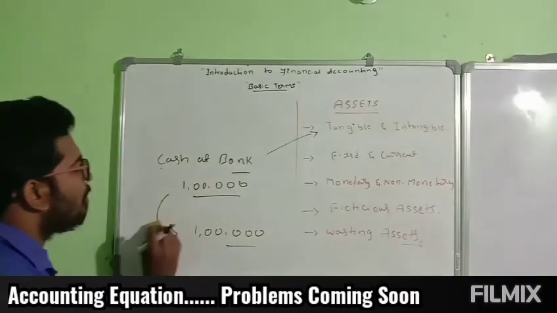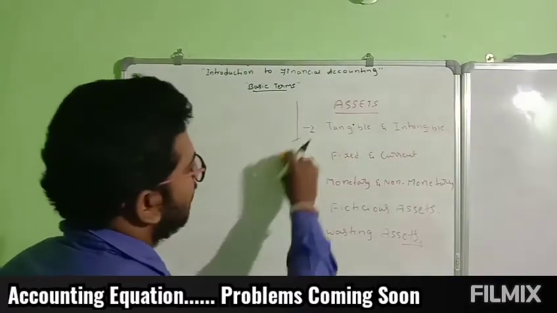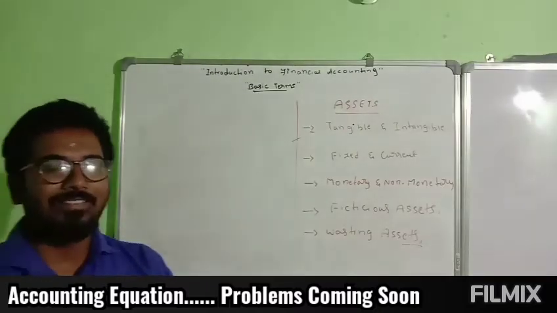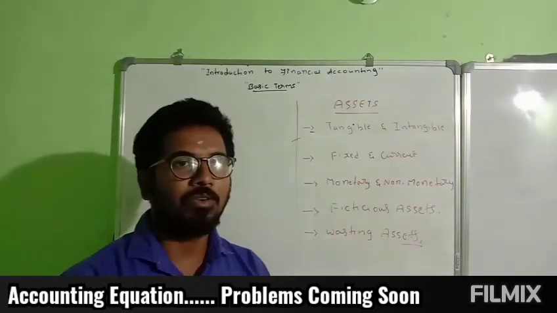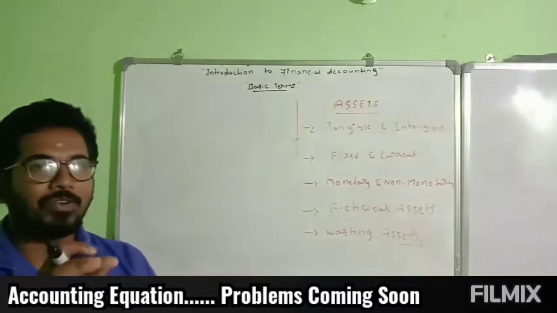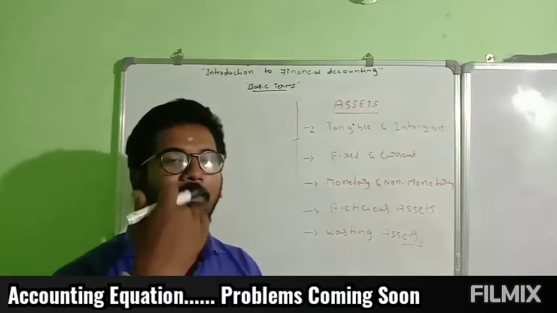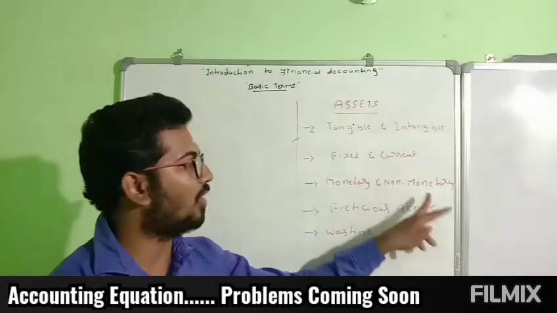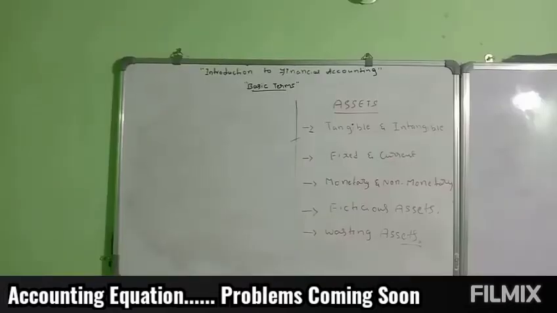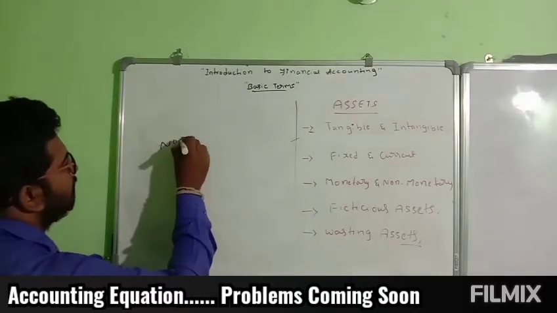Then you can come to non-monetary assets. It's quite the opposite. Non-monetary assets are the assets which are recorded at the book value, at the invoice price. At the time when you realize the asset, the amount might be different. Those kinds of assets we call non-monetary assets.